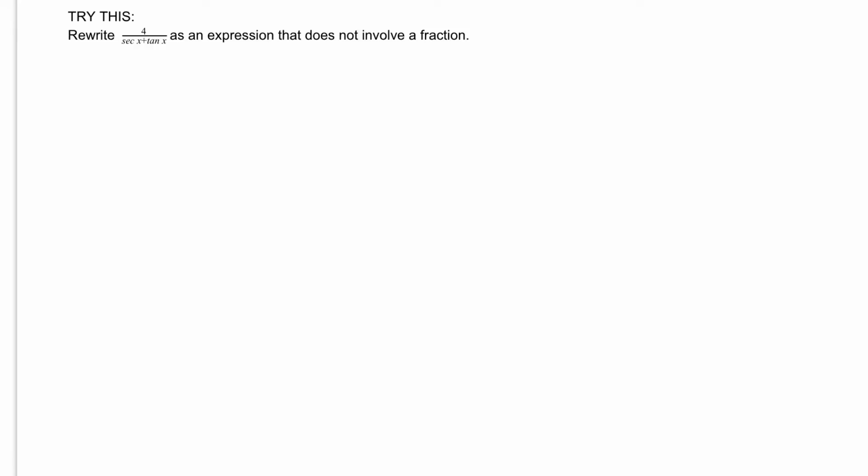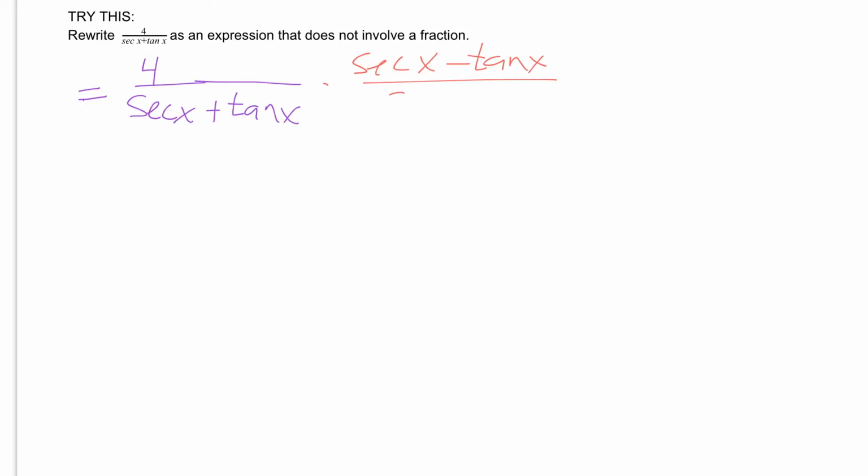If you did the "try this" correctly, you should have started by multiplying by the conjugate. So you would have 4 over secant of x plus tan of x, and then you can multiply by secant of x minus tangent of x, which is the conjugate. And then you can go ahead and multiply.